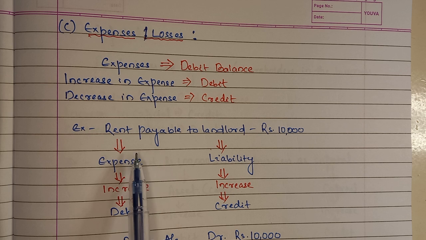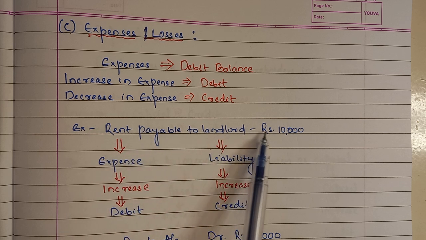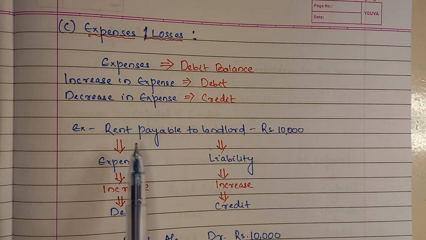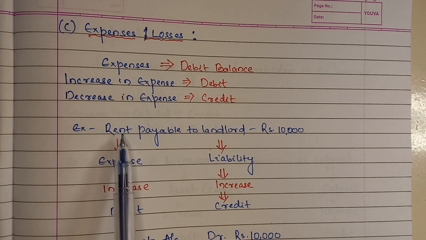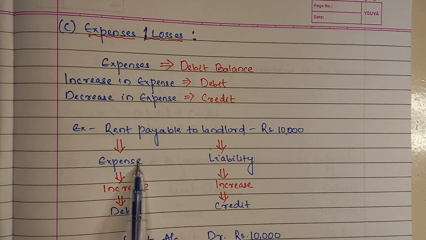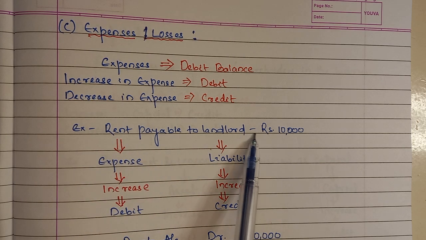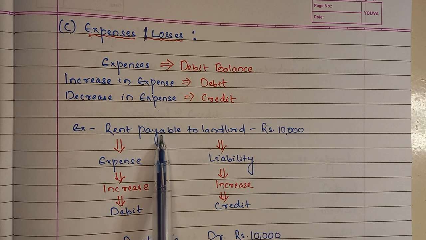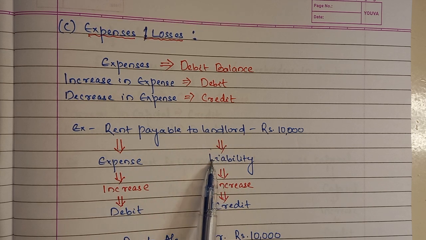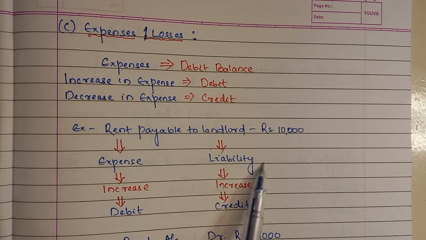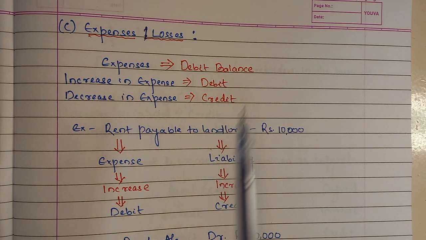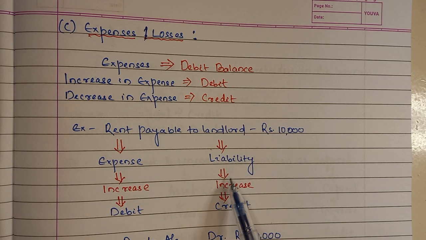So let's take an example here. Rent payable to landlord rupees 15,000. So what you are going to pay? Rent. What is rent? It is an expense, right? At the same time, it is not paid in cash. Payable. Payable means it is on credit. You have to pay to the landlord. So you are increasing the liability, correct? Any payable is always a liability. So liability also increases. So when expense increases, it is debit. Expense increase, debit. Liability increase, it's always credit.